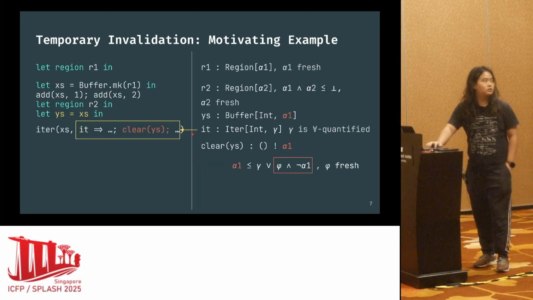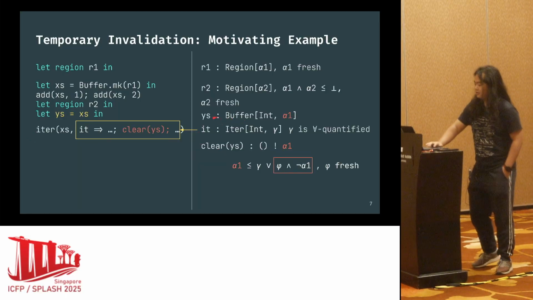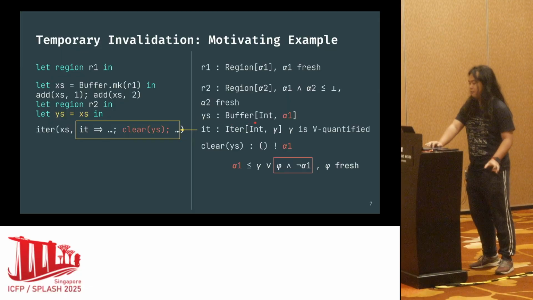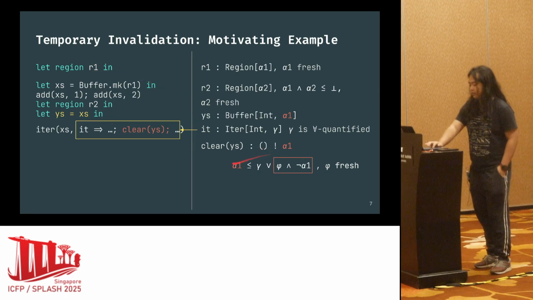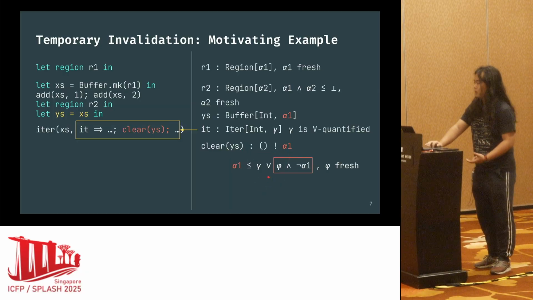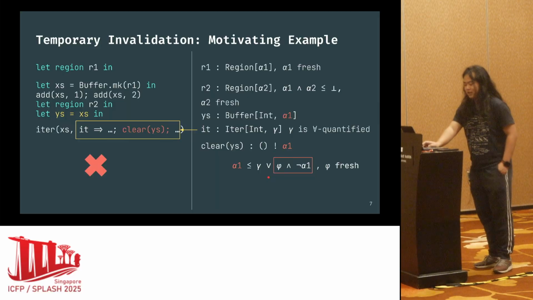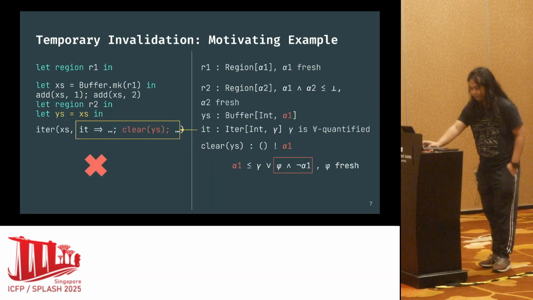However, if we forget to call the copy function, then this time ys will have type buffer of int and alpha1, because it's now pointing to a buffer allocated in region R1, and the clear of ys will have effect alpha1. And this subtype constraint will fail because alpha1 is not something that's not alpha1. So we will reject this program correctly.